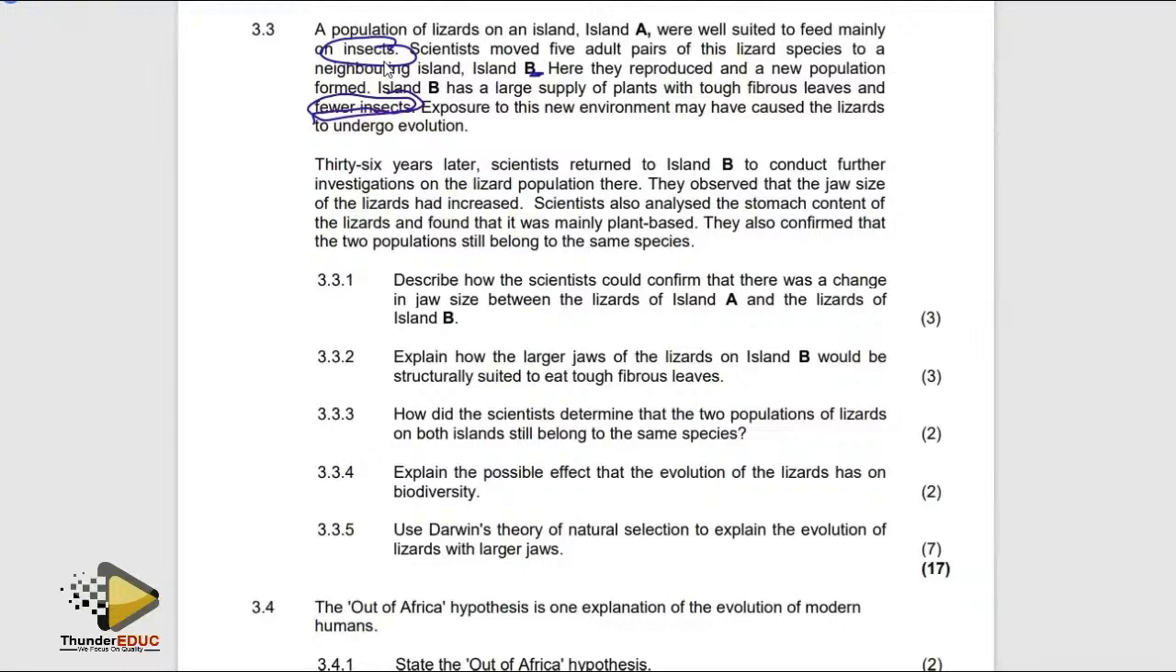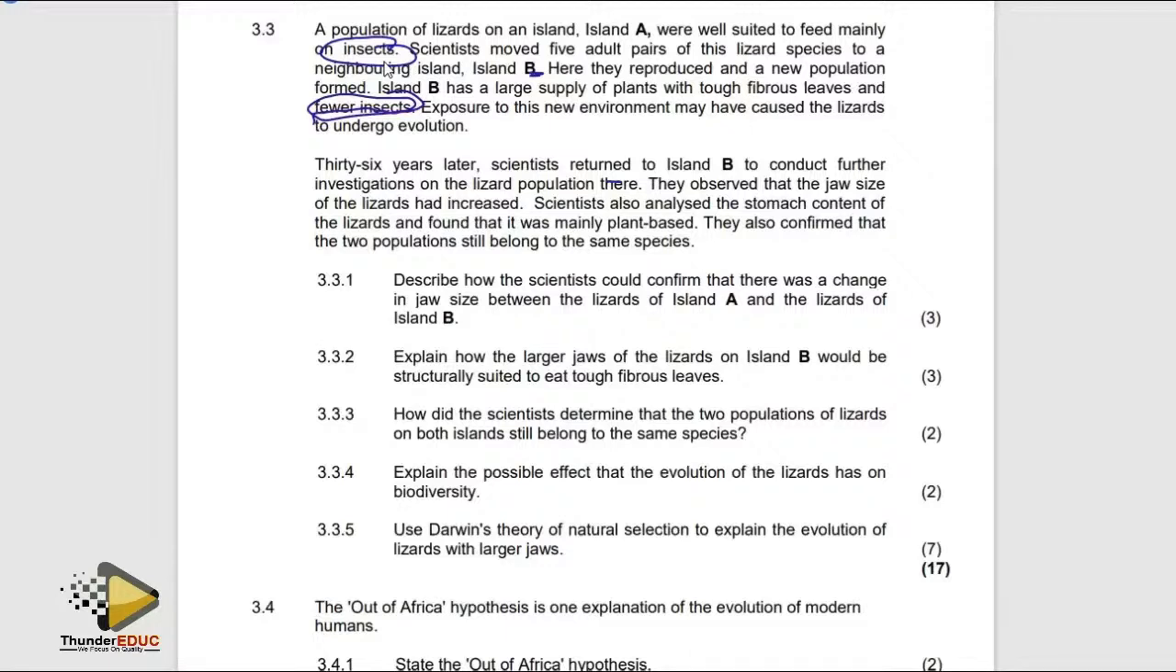Okay, they're saying 63 years later, scientists returned to island B to conduct a further investigation on the lizard population there. They observed that the jaw size of the lizards had increased, and scientists also analyzed the stomach content of the lizards and found that it was mainly plant-based. They confirmed that the 2 populations still belong to the same species.